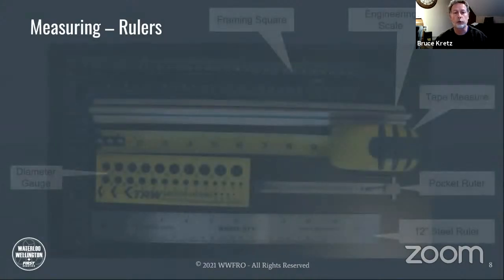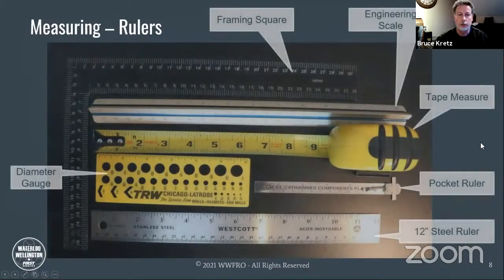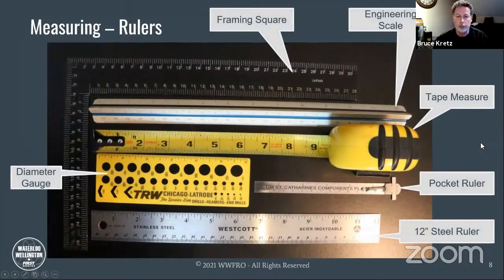So let's start with rulers. Went down to my shop and took a handful of different things that I have there for measuring. So let's just go around and take a look at each of these. The framing square, used typically by carpenters. This one is in centimeters. If you turn it over, it will be in inches, usually made out of aluminum or steel.